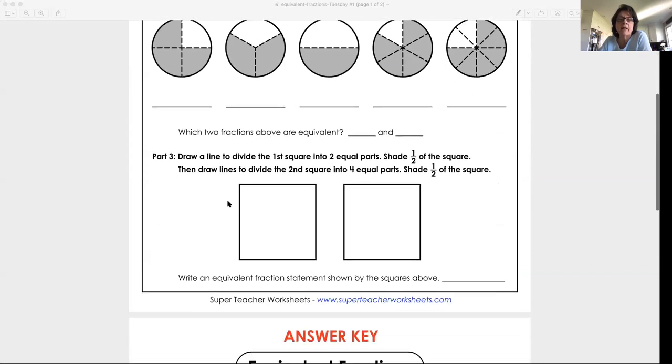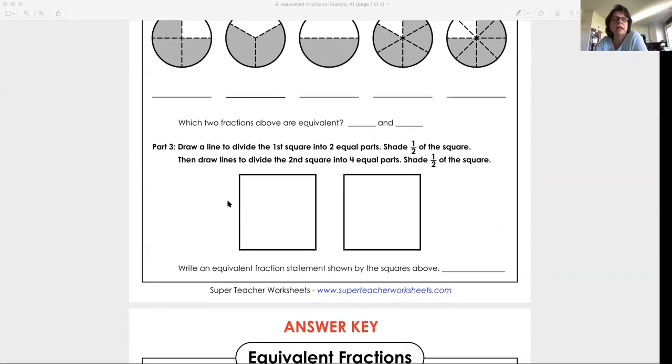And this is exactly what we're going to do in number 3. Part 3, draw a line to divide the first square into 2 equal parts and shade 1/2 of the square. Then draw lines to divide the second square into 4 equal parts and shade 1/2 of the square. So the very first thing I'm going to do is draw a line to divide this in half.